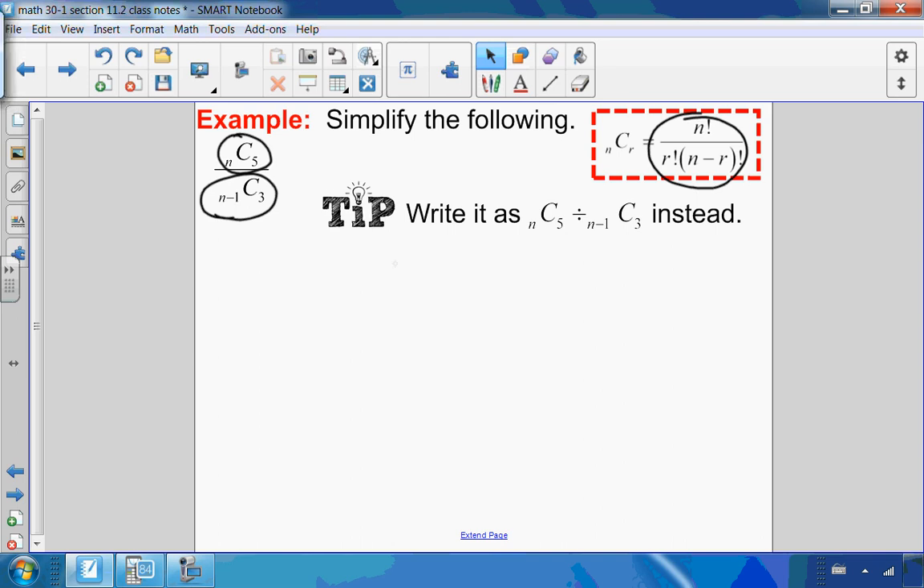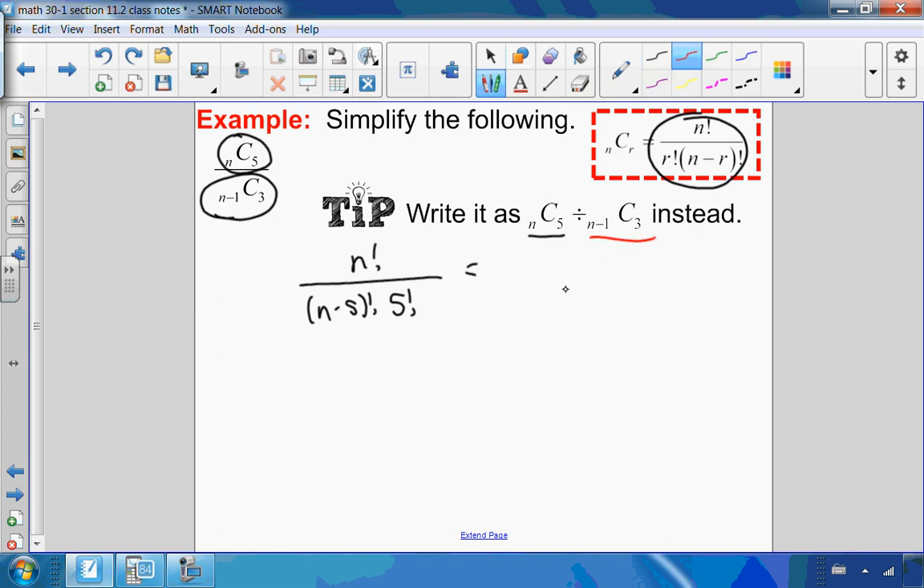Okay, so nC5 right here is n factorial over (n minus 5) factorial, 5 factorial. And this is divided by (n minus 1)C3. So that's going to be (n minus 1) factorial over (n minus 1 minus 3) factorial, 3 factorial. So that looks much easier to work with.